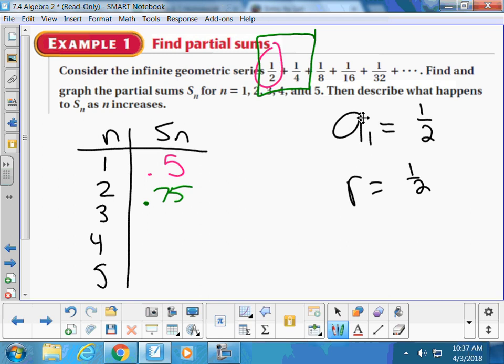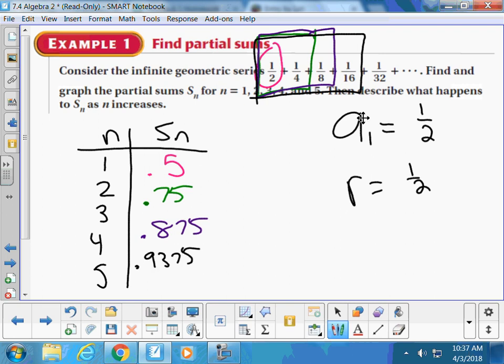So my next partial sum is, what's the sum of the first three? So what's the sum in my blue box? Add that 1/8 to your previous answer. 0.875. And then my next one is, what is the sum of the first 4? So what's the sum of everybody in that black box? And then my last one, what is my sum of my first 5 terms, or the sum in the pink box? 0.96875.